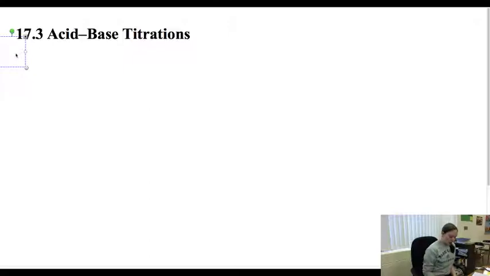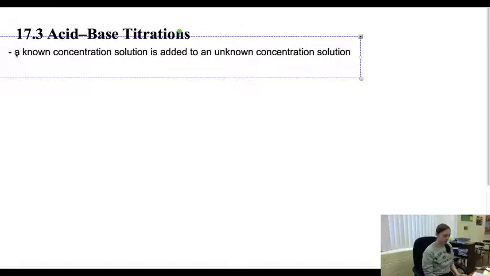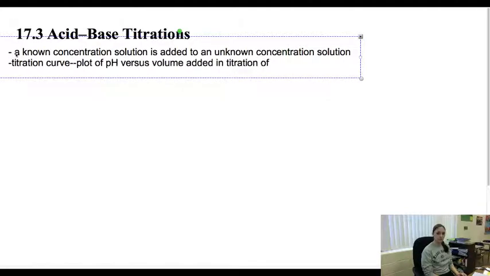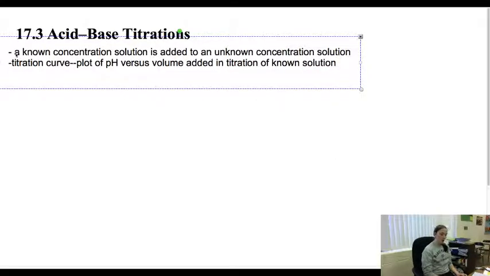acid-base titrations are where you have a known concentration solution and that's added to an unknown concentrated solution. When we talk about a titration curve, that's a plot of the pH versus the volume added in a titration, and that's what we're going to look at a little more in depth here. And that's of the known solution. Okay, the shape of your curve tells the equivalence point, and it also will help you select an appropriate indicator for this particular titration.